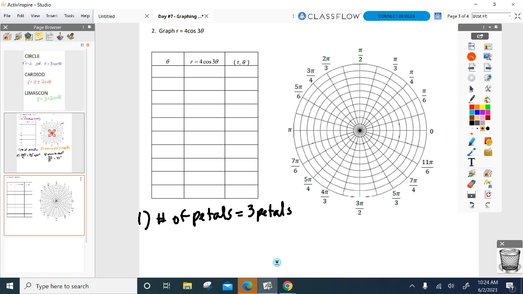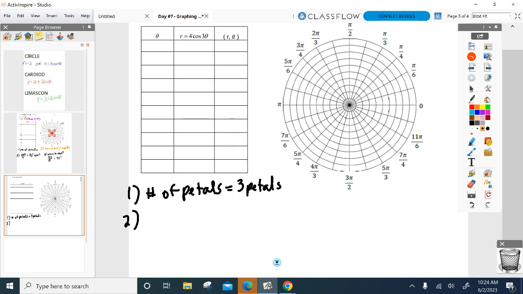All right, next, how far apart are they? Same way we found out in the last one. How do I figure out how far apart they are? I take 360, divide it by the number I have, 3. 120 degrees apart. Here's where the change comes in.